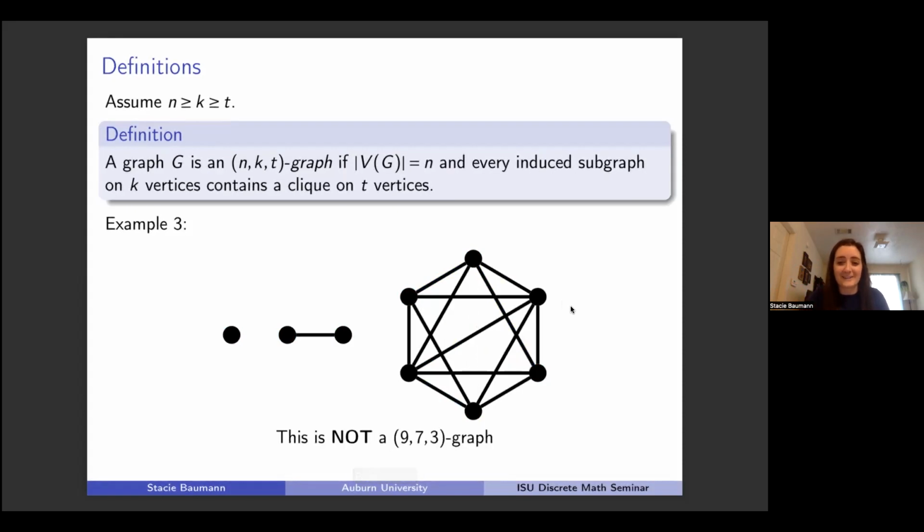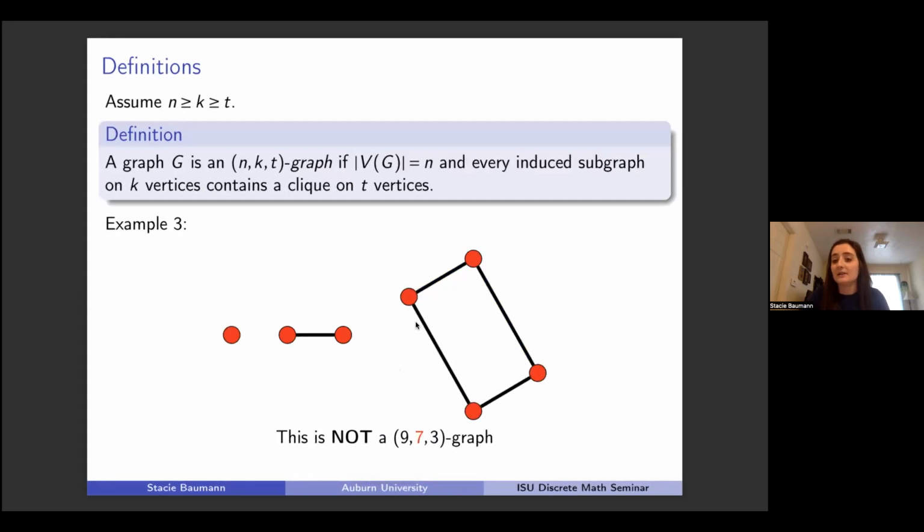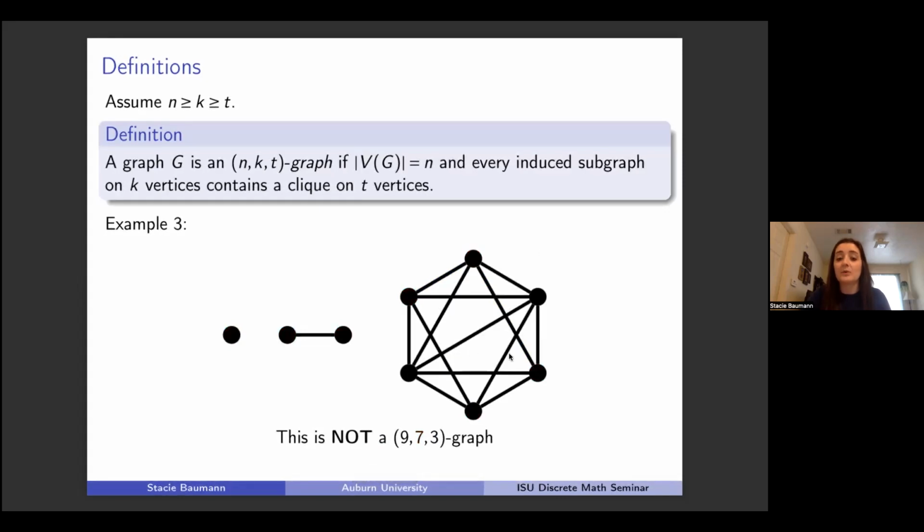Okay, so let's look at one non-example now. This one is not a 9, 7, 3 graph. Remember, there just has to be one example of 7 vertices that doesn't contain a K3. So in this case, this set that I had here does not contain a K3. So this one would not be a 9, 7, 3 graph. Even though some of those sets of 7 vertices would contain the K3, there just has to be one to make it not a 9, 7, 3 graph. Are there any questions about the definition? Okay, and feel free to jump in and ask questions as I go if you want.